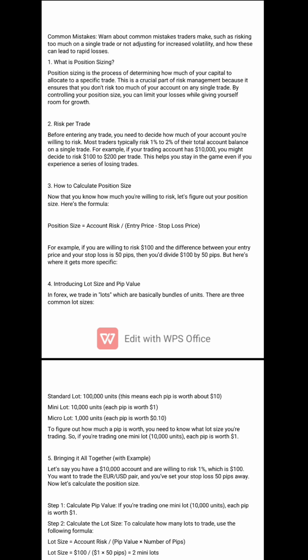Now, second is the risk per trade. Before entering any trade, you need to decide how much of your account you are willing to risk. Most traders typically risk 1 to 2% of their total account balance on a single trade. We will look at this. For example, if your trading account has $10,000, you might decide to risk $100 to $200 per trade. This helps you to stay in the game even if you experience a series of losing trades. We call it a losing streak. A whole week you can actually experience a losing streak, and that is normal.